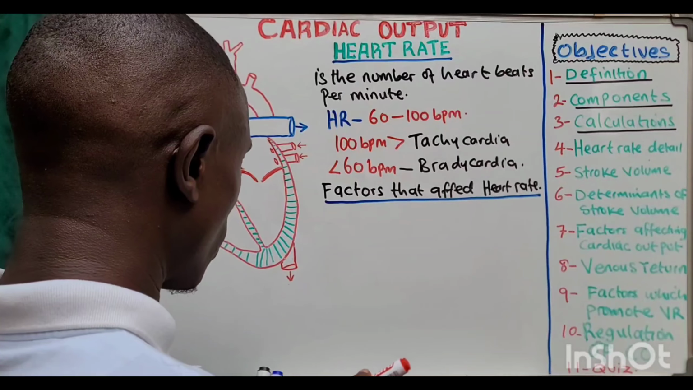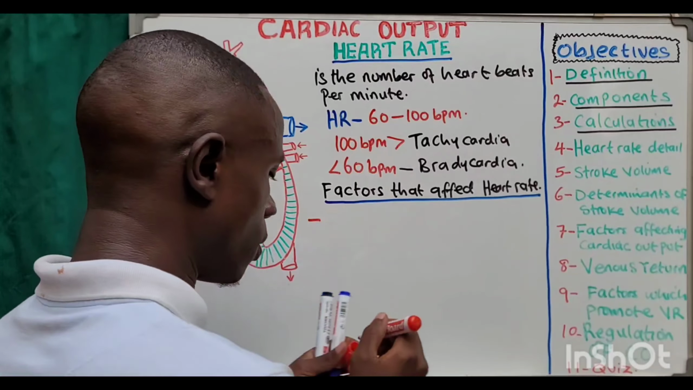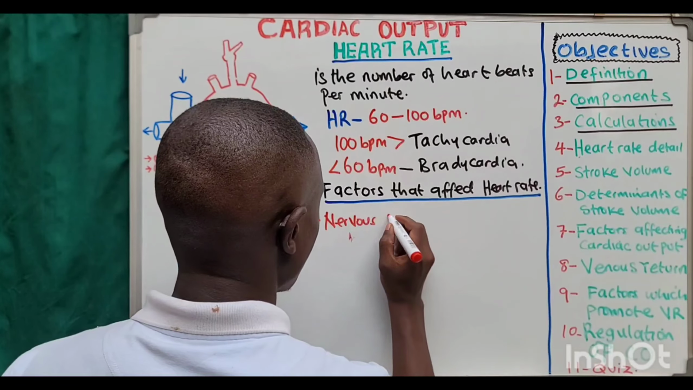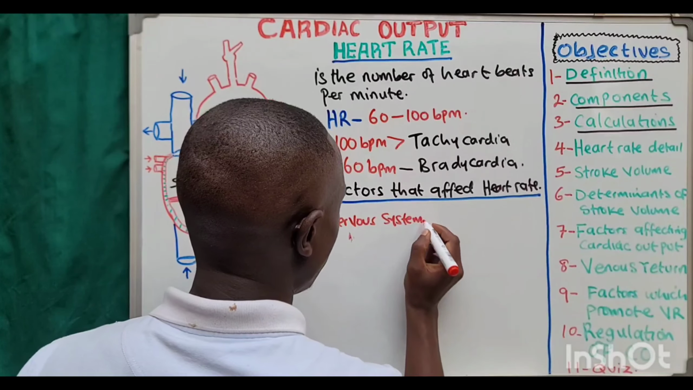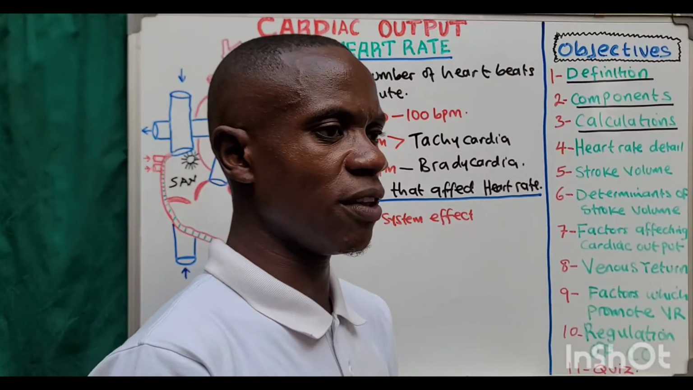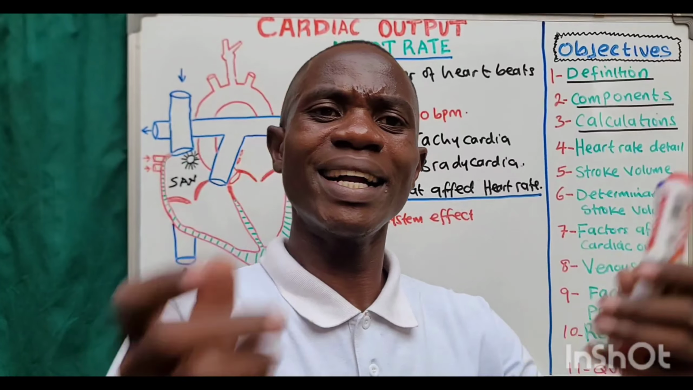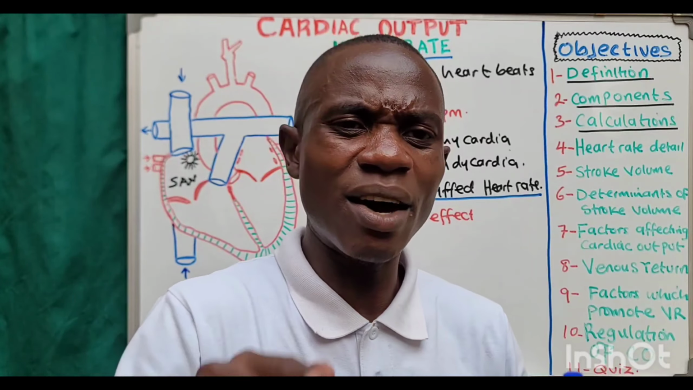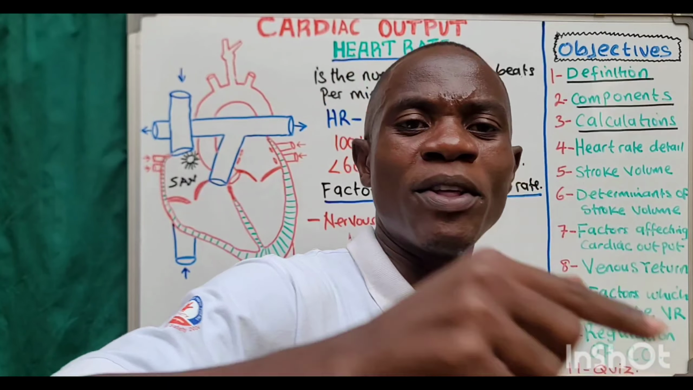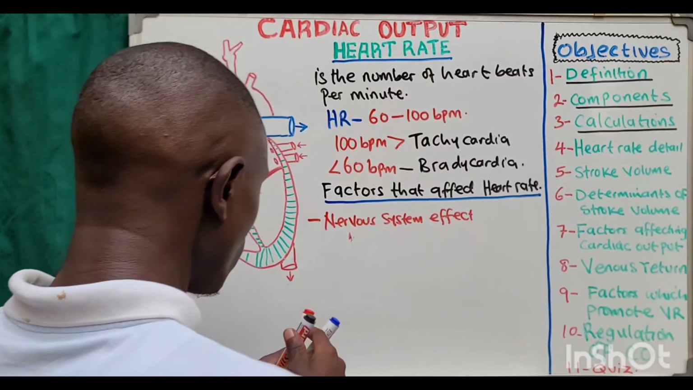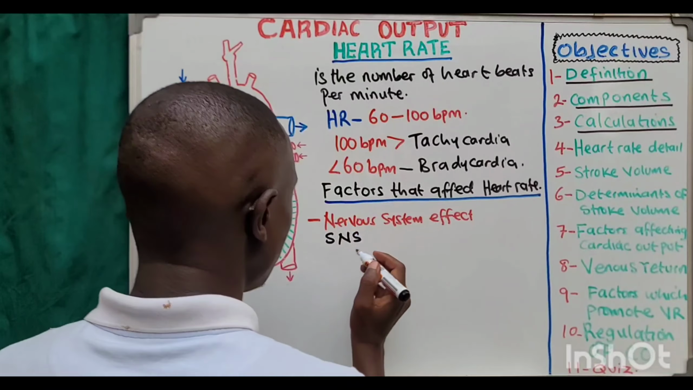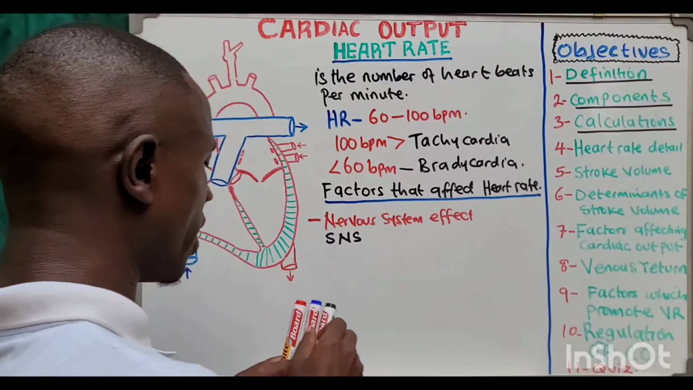The first factor is the nervous system effect. When we talk about the nervous system effect, the nervous system can increase the heart rate and can also decrease the heart rate. Now, that portion of the nervous system that can increase heart rate is called the sympathetic nervous system. Of course, the sympathetic neurons are going to be releasing a molecule.